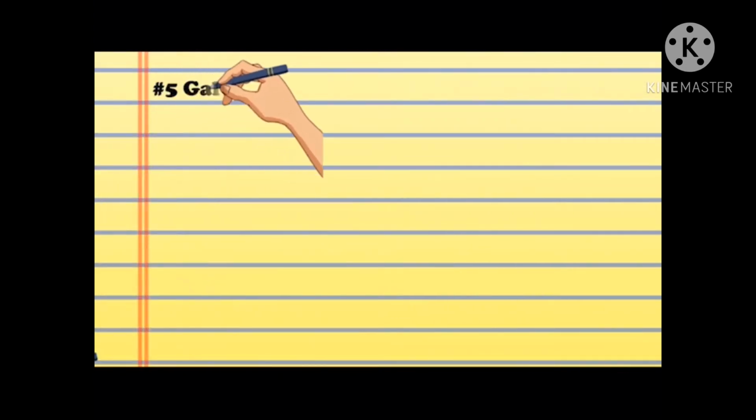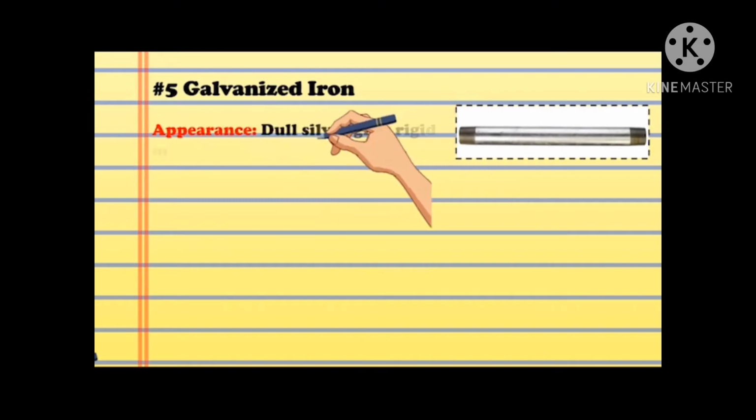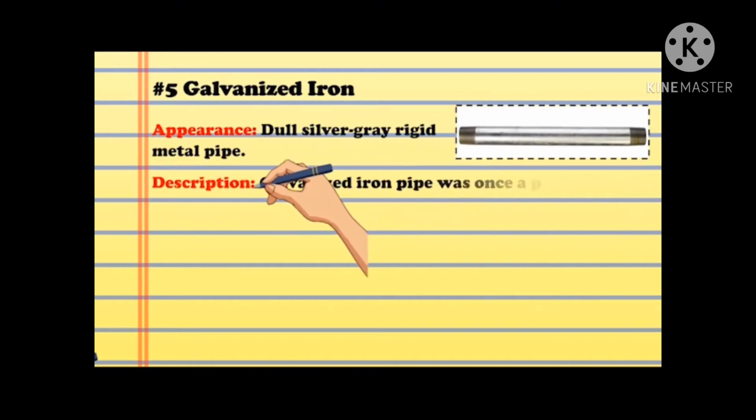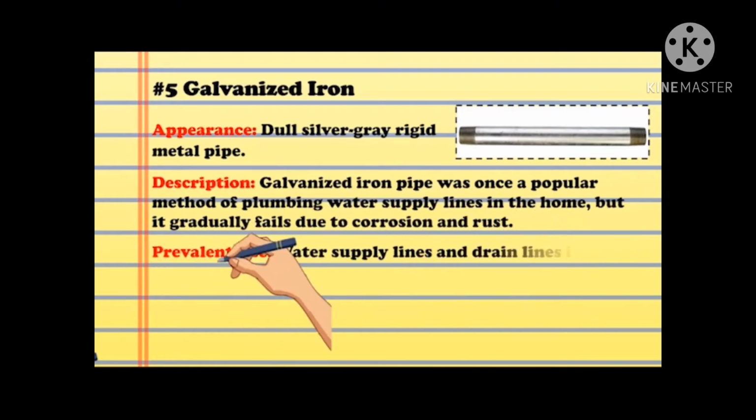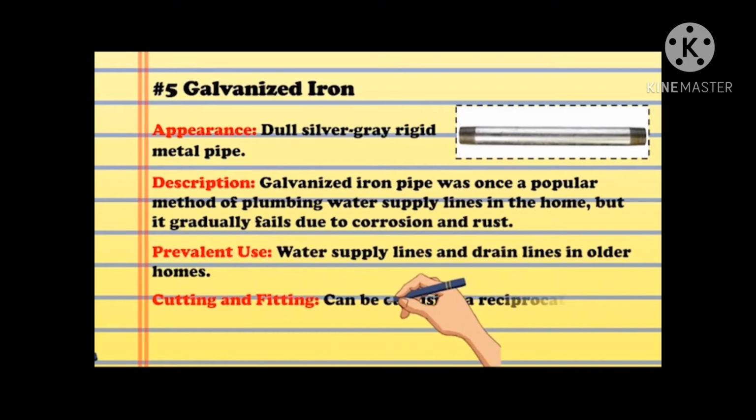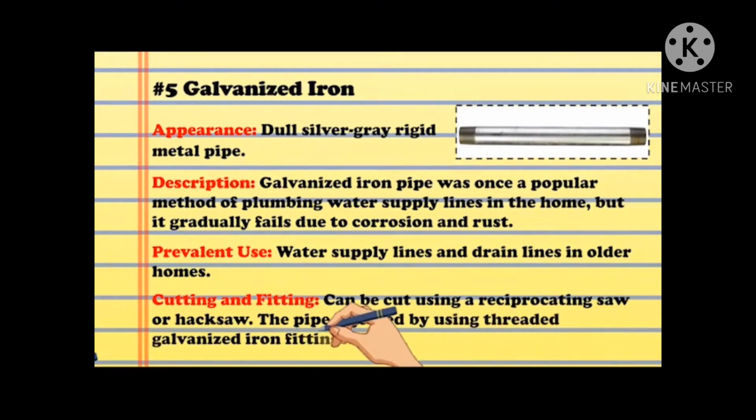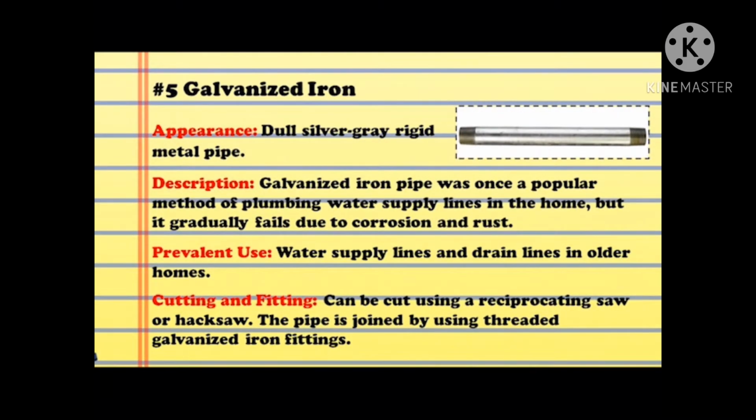Number 5. Galvanized iron. Appearance: dull silver-gray rigid metal pipe. Description: galvanized iron pipe was once a popular method of plumbing water supply lines in the home, but it gradually failed due to corrosion and rust. Prevalent use: water supply lines and drain lines in older homes. Cutting and fitting: can be cut using a reciprocating saw or hacksaw. The pipe is joined using threaded galvanized iron fittings.